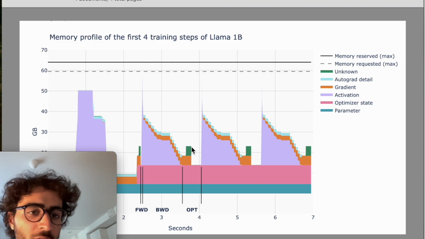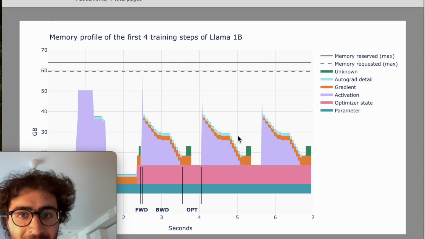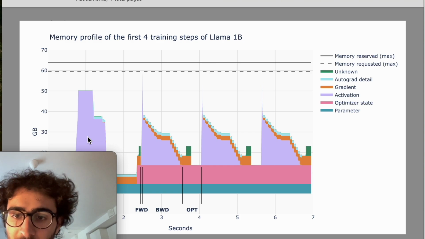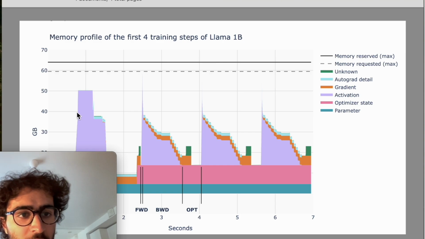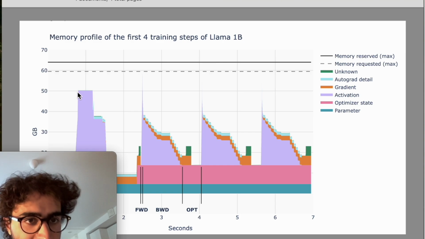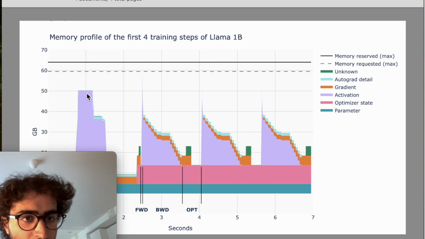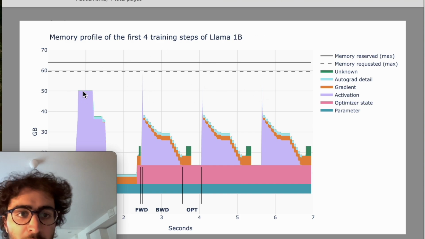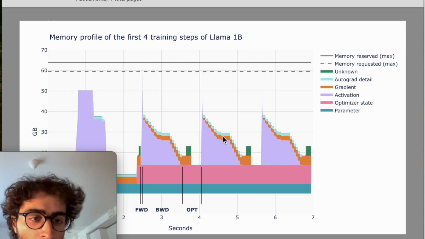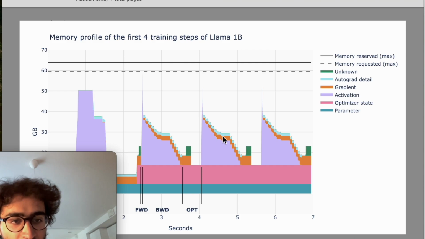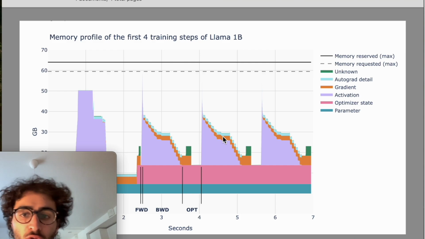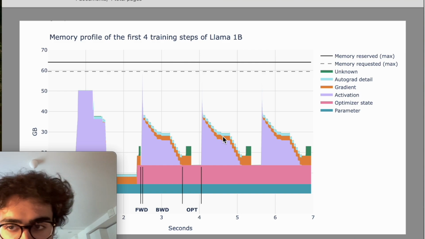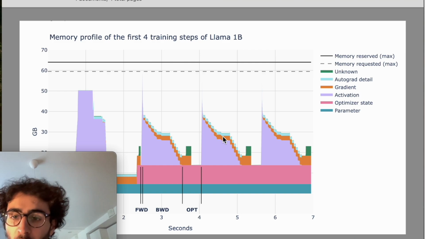Unknown can just be attributed to CUDA or other background processes. It's not very important to know what's going on there. And then one thing that I would like to point out is why does the activation spike up here, just like in the other cases, up to around 50 gigabytes for the 1 billion parameter model, and then plateau in the first iteration. And this is because PyTorch uses a caching allocator that does prep work in the first training step to prepare memory allocations for the subsequent steps, so it does not have to search for free memory blocks.